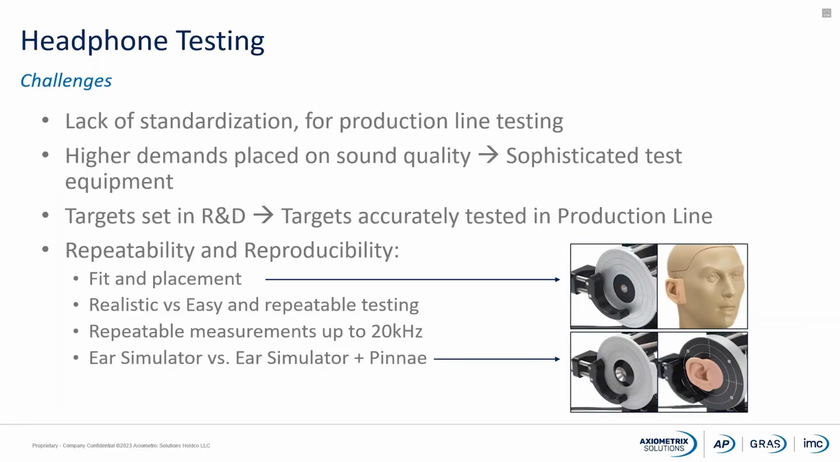On our production line, it is very important that we are able to repeat our measurements, that we are able to get the same results every time we are doing these measurements. And it means that, first of all, it should be easy to fit and place the headphone in the test fixture. We should not have any problem when we are putting it in, because if we have problems, then it will take extra time to place it. And yeah, time is money.